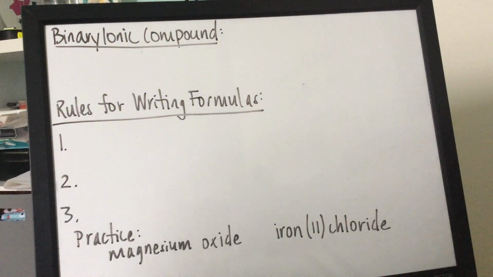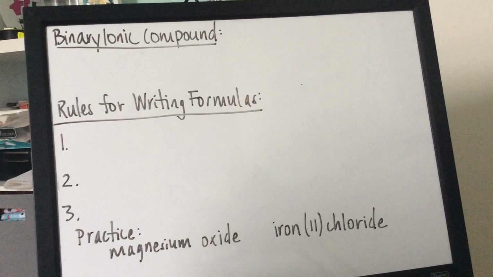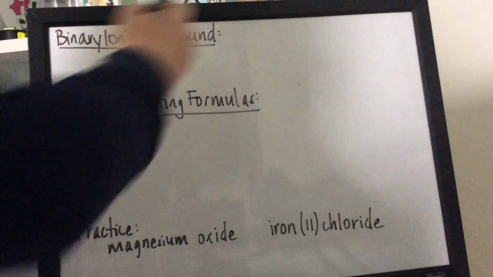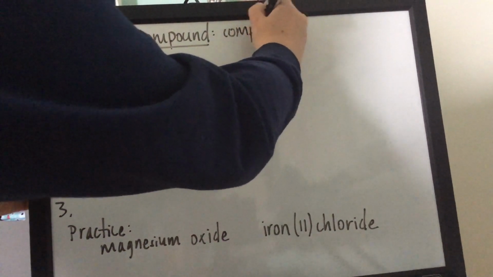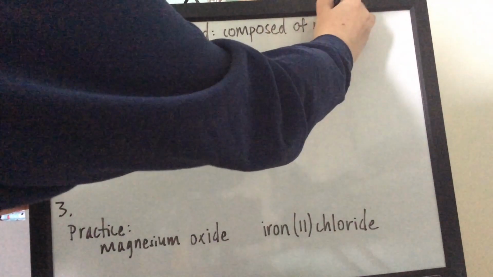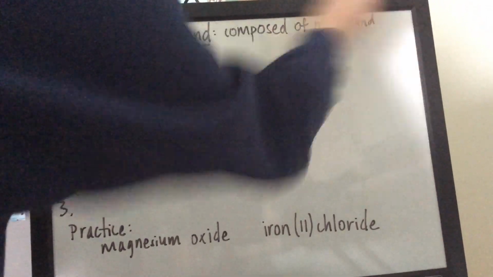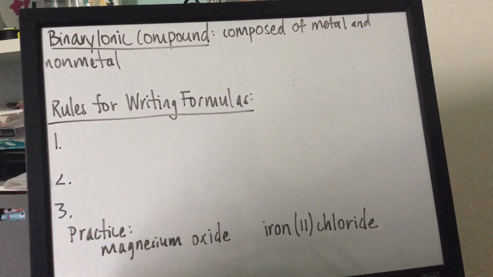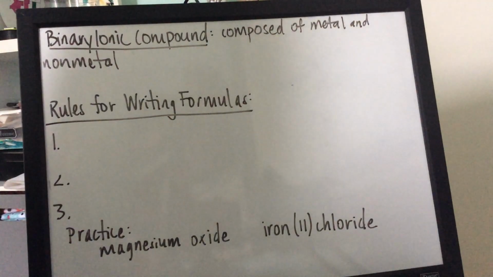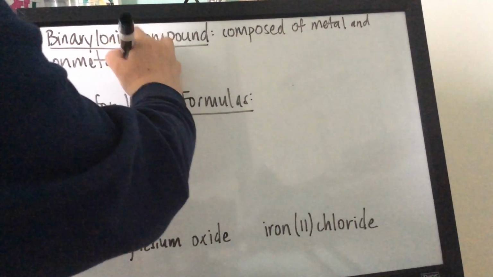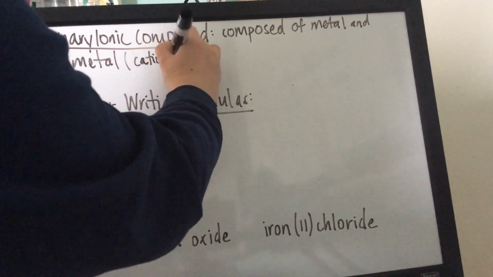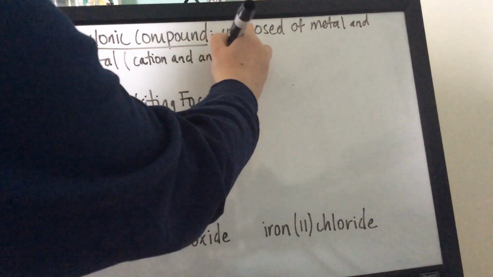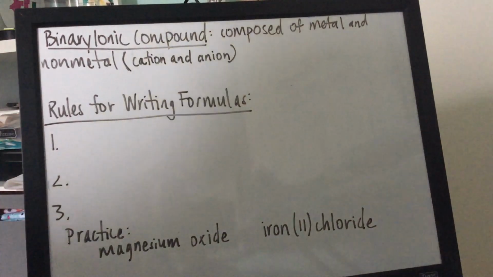The first thing we need to discuss is what an ionic compound is. Technically, they're called binary ionic compounds, and binary just means two, so don't let that confuse you. An ionic compound is composed of a metal and a nonmetal. This is not new information, this is old information. The other way you could say that is a cation and an anion, of course, cation being positive, anion being negative.